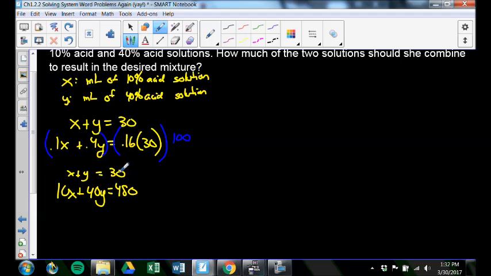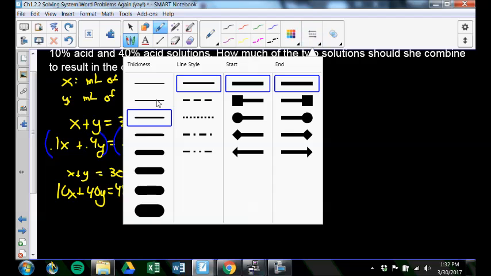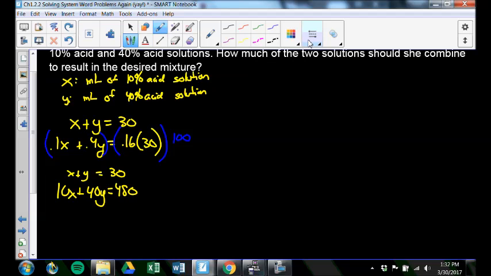I really prefer elimination because I just think it cleans itself up real nicely. So I'm going to multiply the top and the bottom here by negative 10. Sorry, not top and bottom, the left and right side of this equation. I'll multiply this by negative 10.